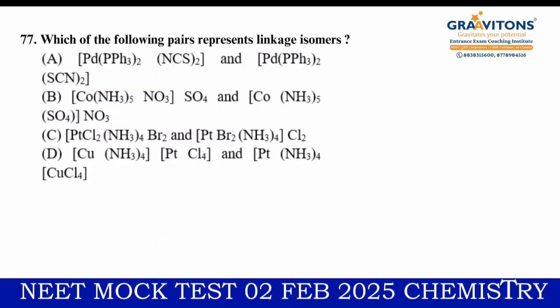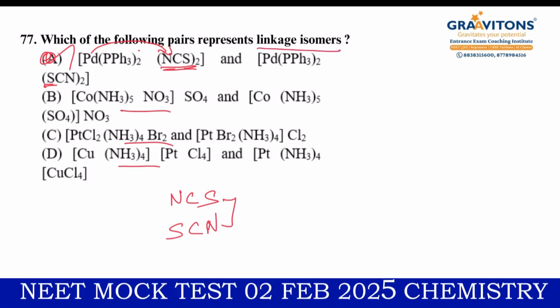77. Which of the following pairs represents linkage isomerism? When you check the first option, you can form 2 linkages here: one central metal with nitrogen and another central metal with sulfur. So you can find the linkage isomerism is with the ambidentate ligand. Ambidentate ligand, so option A could be the correct one. In the remaining options, if you check, there is no ambidentate ligand that leads to linkage isomers.